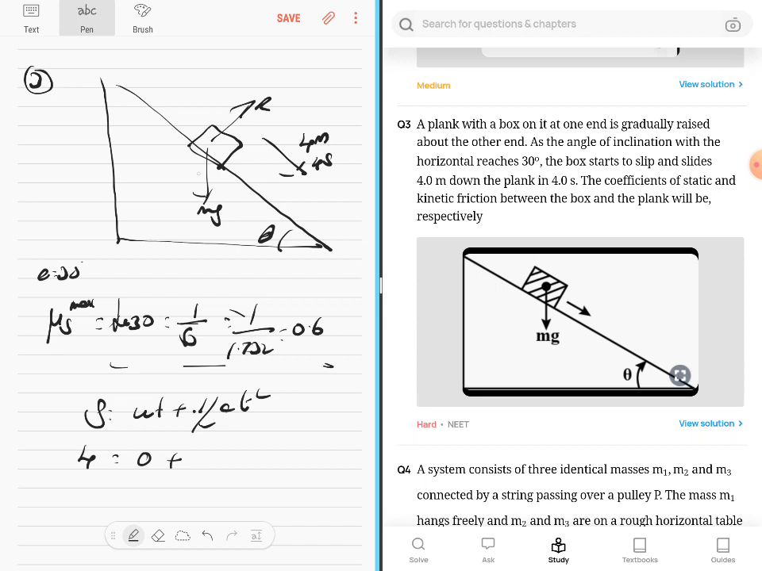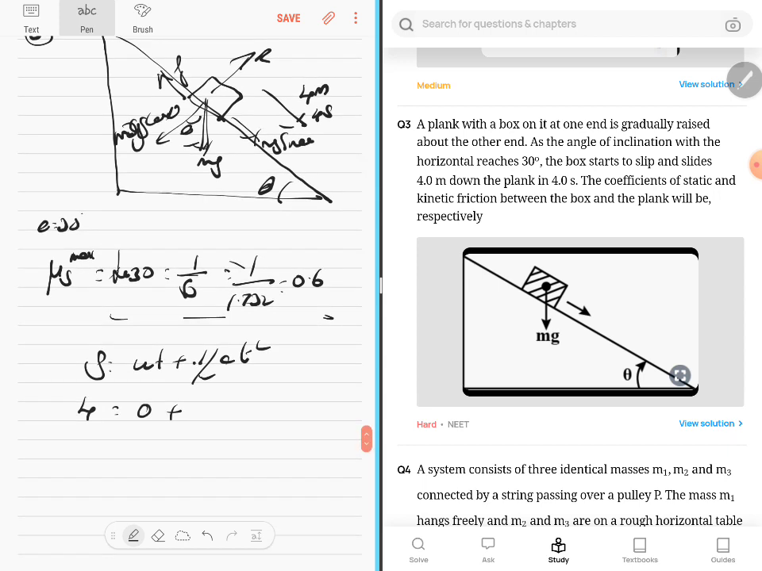Let's resolve this. This is mg, and this will be theta, and this is mg cos theta, and this will be mg sin theta. And there is a friction, obviously the friction is on the other side. You know that mg sin theta minus frictional force will result in m into a. So when finding acceleration, you can resolve the forces. mg sin theta minus frictional force is equal to mass into acceleration. The mass of the block is still just m, right? You can keep it as m.